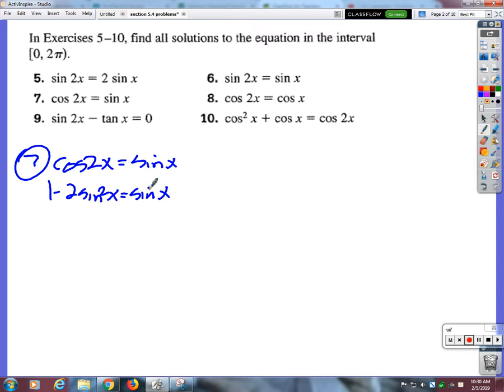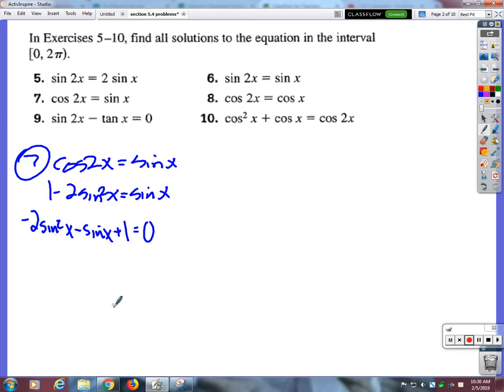Okay. All right. So what I'm going to do now is get all this stuff on the same side together, and then I'm going to solve it all on the left or on the right? On the left. All right. So I'm going to put it in order. I'm going to put the squared first. So I'm going to go negative 2 sine squared x. I'm going to subtract this one over, negative sine x, add 1 equals 0. Okay?